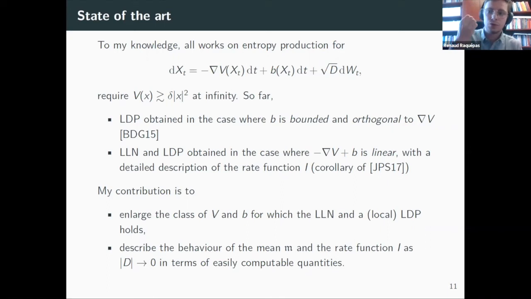Say I want to focus on the LDP. So I want a large deviation principle for entropy production. The first question to ask is what are the tools that these people have used, and that have been used in the realm of probability theory for quite a while, that I can use too?